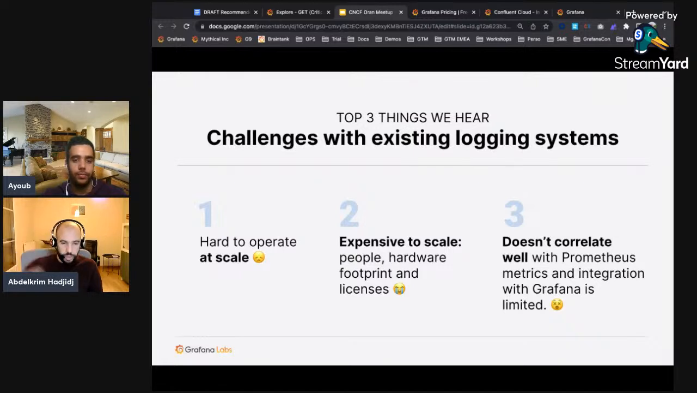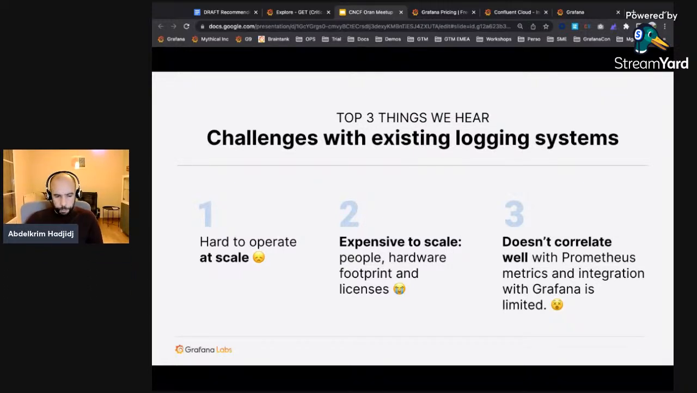So let's move to the last part of the presentation. It's logging. Elasticsearch and Splunk are really famous logging systems. A lot of companies are using them. But when we talk with their users, we often hear three complaints.